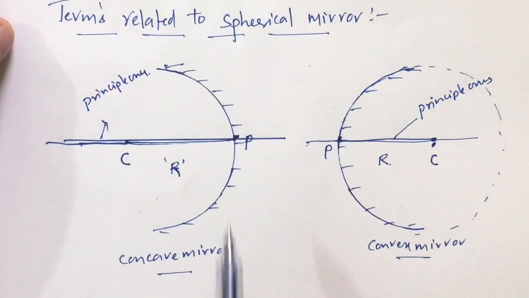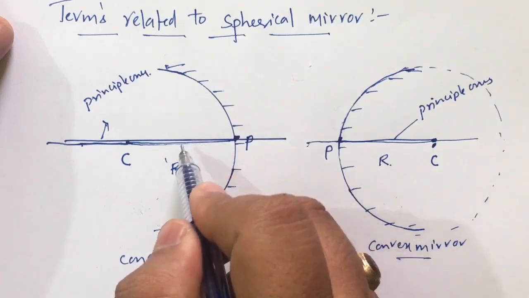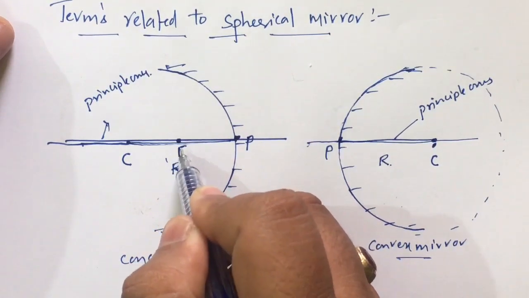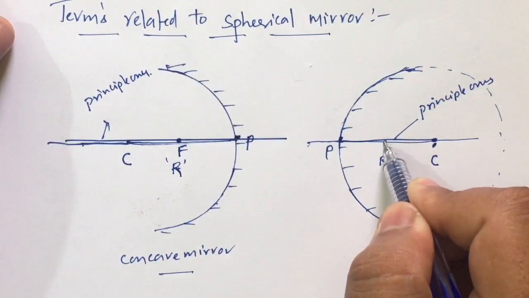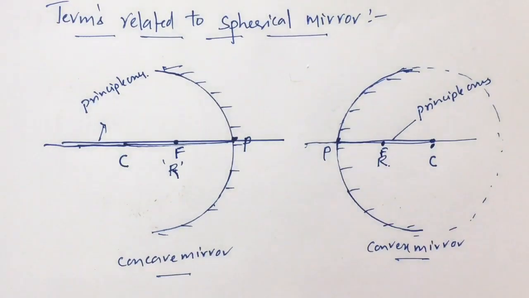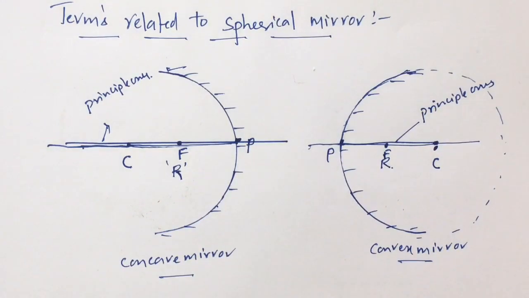Now when a set of parallel light rays fall, they meet at a particular point on the principal axis, that we call the principal focus, represented by F. In the coming classes we will learn with ray diagrams how we generally find the principal focus for curved mirrors. These are the terms that are related to spherical mirrors.